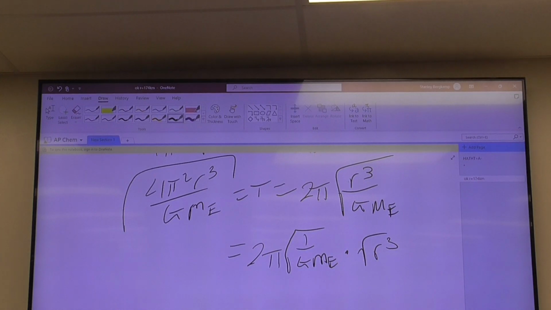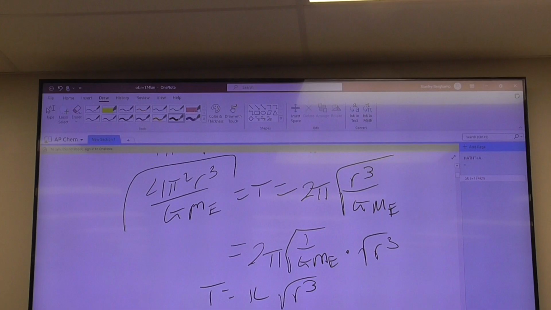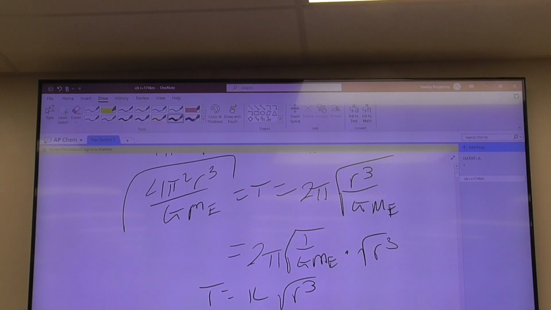So if you were doing this equation a lot, you could take the square root of 1 over big G mass of the Earth, because that number is not going to change as long as you're orbiting the Earth. 2 pi is not going to change. So mathematically, T equals some constant times the square root of r cubed. That's the number. It's just some constant.